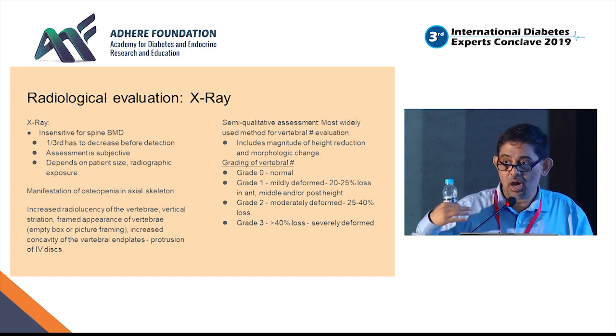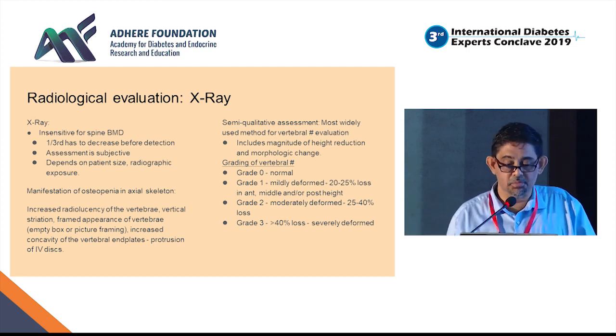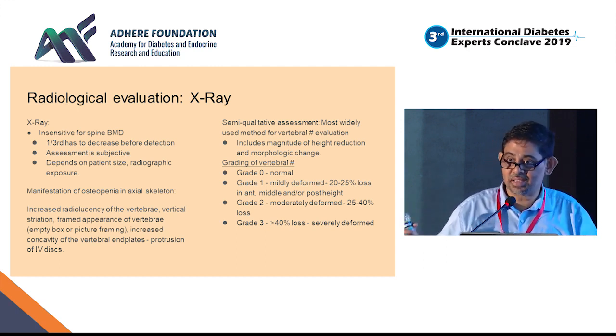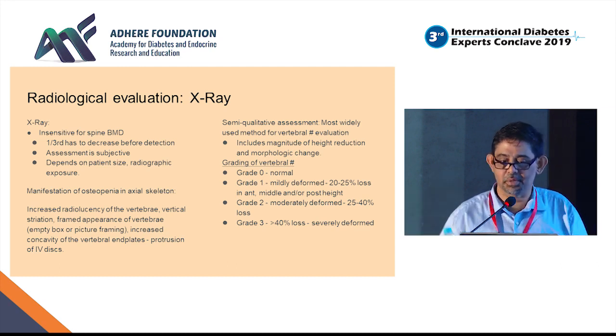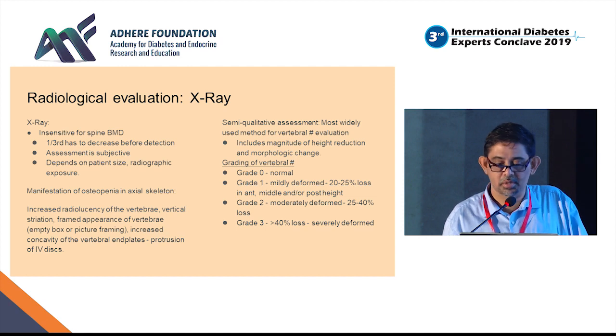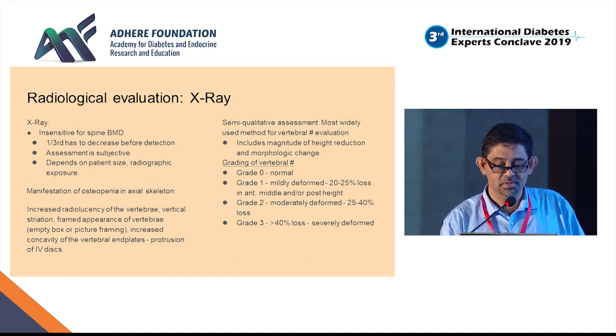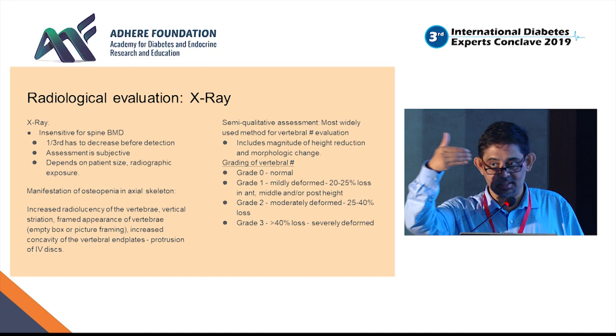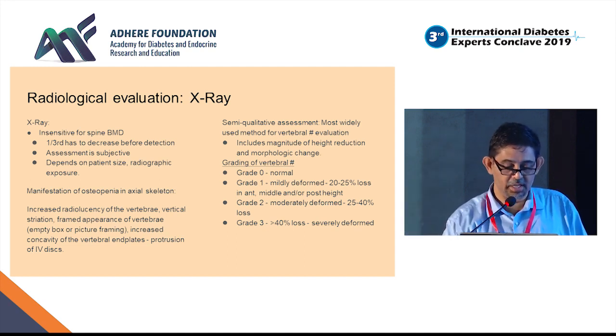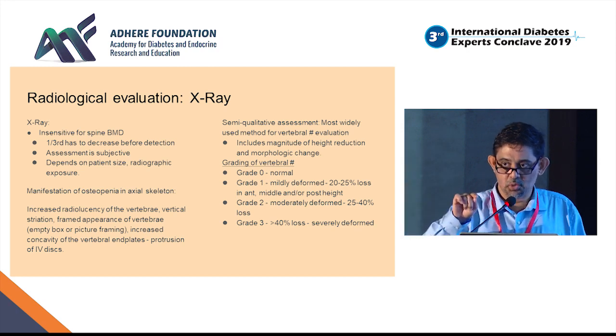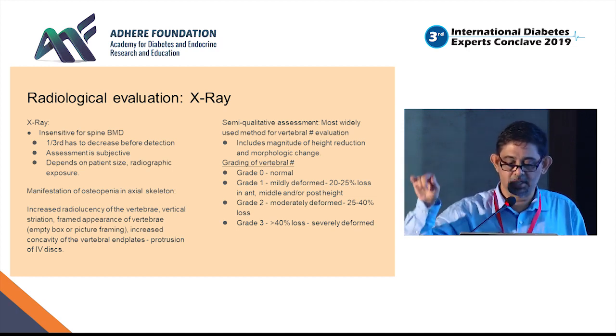It will depend on how well or poorly the plate has been exposed, and it also depends on the patient's size. A larger patient and a thin-built patient will not have the same kind of radiological interpretation of an X-ray of the spine. Now, what do you look for in a spine X-ray? You look for an increased radiolucency of the vertebra. You look for coarse vertical striations, and that is a sign that the rest of the vertebra is probably losing calcium or mineralization. There is a typical picture frame appearance of the vertebra where the sides of the vertebra show up very well on the X-ray, but the center does not, and it looks like a picture frame.